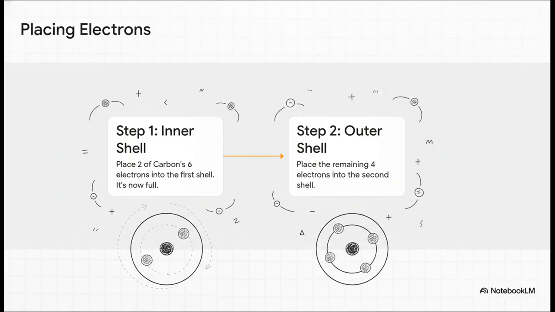We follow the rules. Step 1, the first shell can hold 2. So boom, we put 2 of our 6 electrons there. That shell is now totally full. Step 2, how many do we have left? 4. So those remaining 4 electrons go into the next available space, the second shell. And there you have it. We just built a carbon atom.